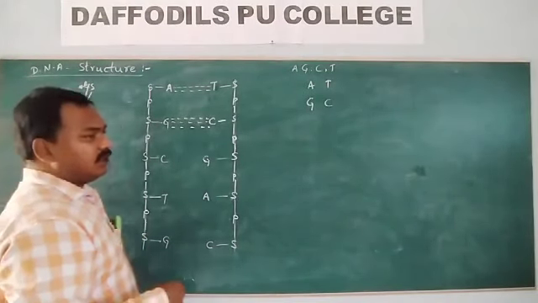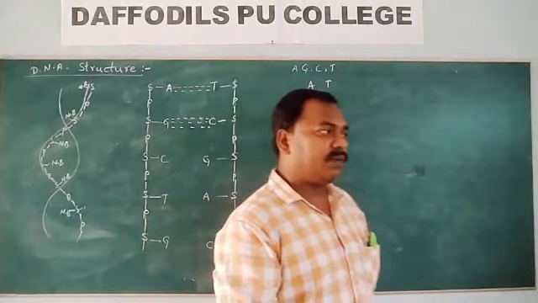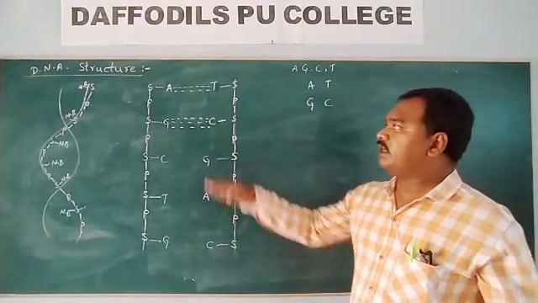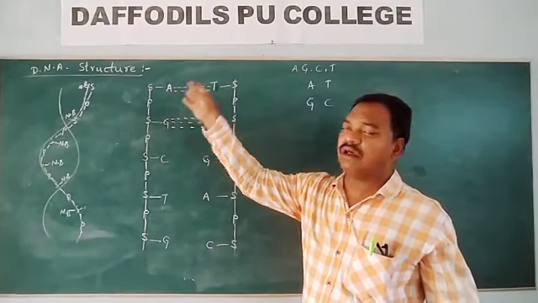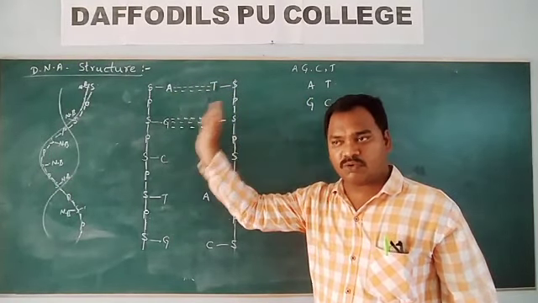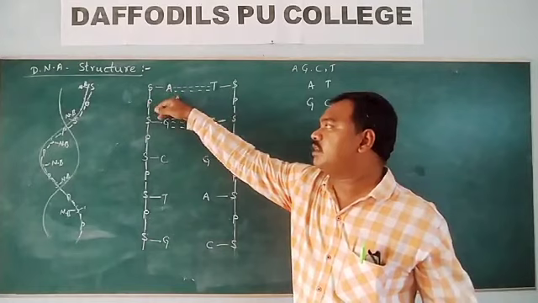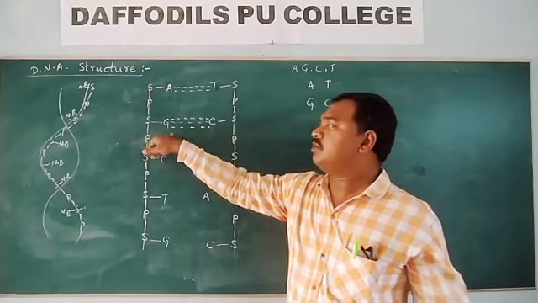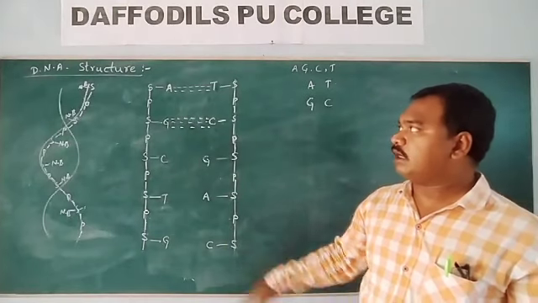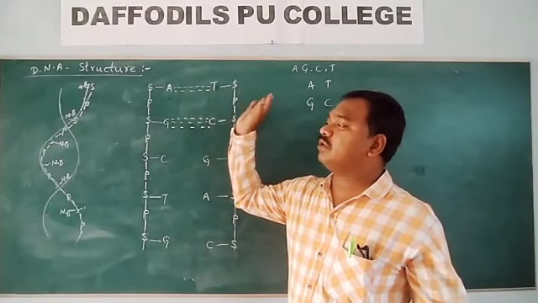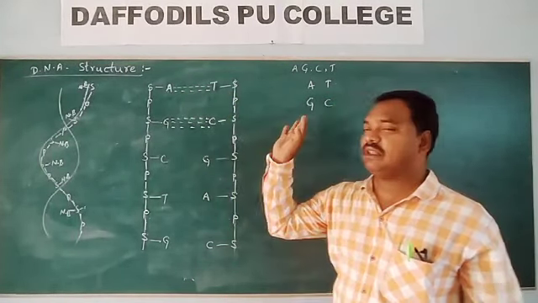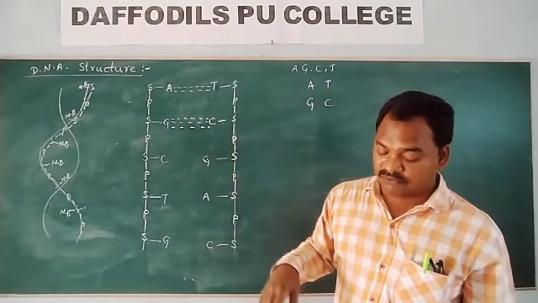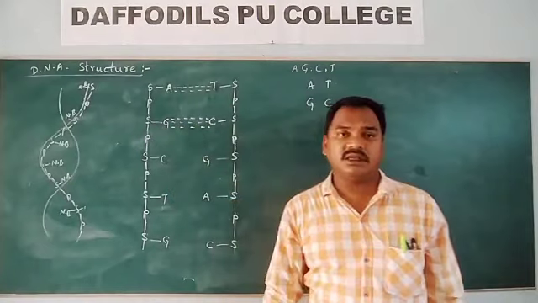So you have to remember all these things. What are the complementary pairs of adenine? For adenine, the complementary pair is thymine. It means adenine always bonds with thymine only. It is not going to bond with either cytosine or guanine. So adenine is always going to hydrogen bond with thymine. The complementary pair of adenine is thymine. The complementary pair of thymine is adenine.